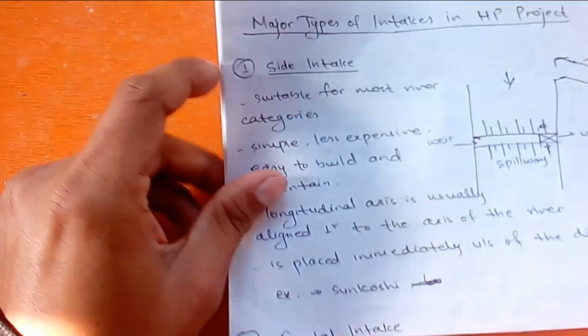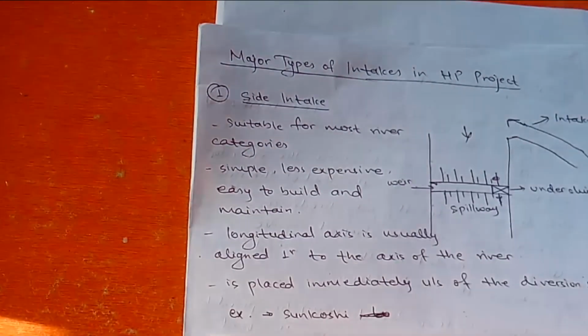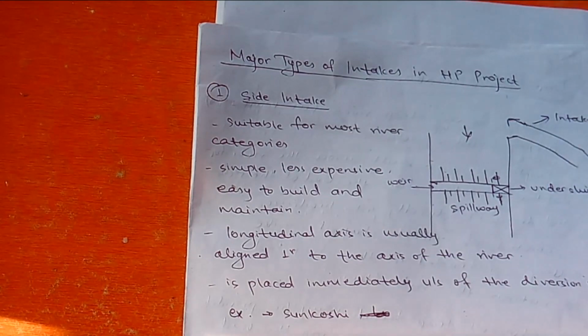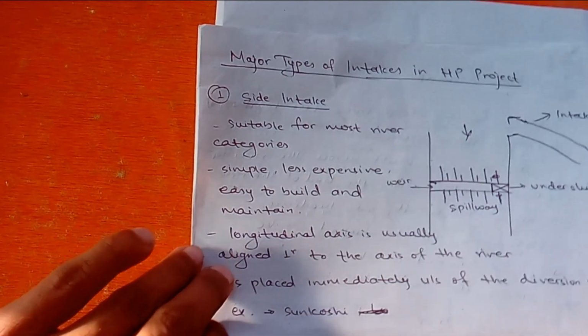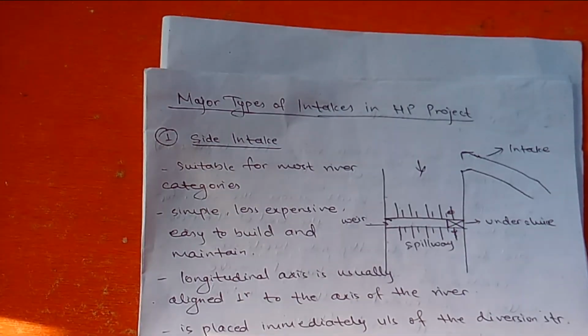Let's get started with the first one, which is the side intake. So why side intake, and what are the attributes of side intake in a hydropower project? The first one: it is suitable for most river categories.